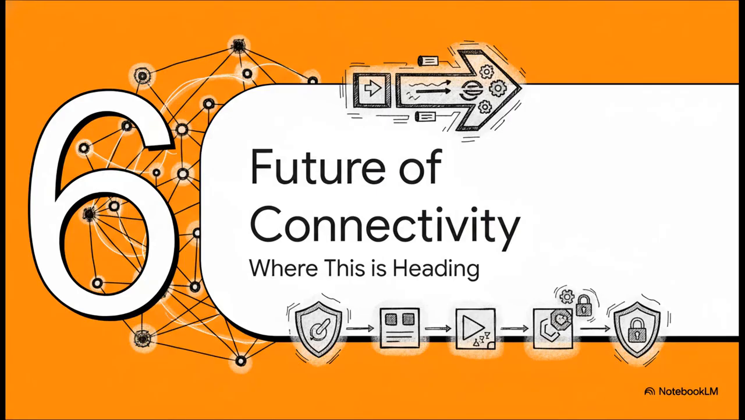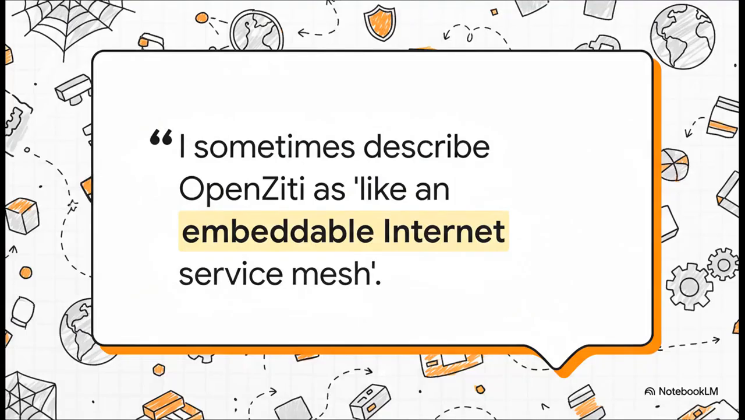So where is all this headed? What does this really mean for the future of how we build and connect our apps? You know, I think this quote from Dave, the project's co-founder, just brings it all home perfectly. It's like a service mesh which manages traffic between microservices, but for the entire internet. It's a secure, programmable network layer that you can embed literally anywhere.